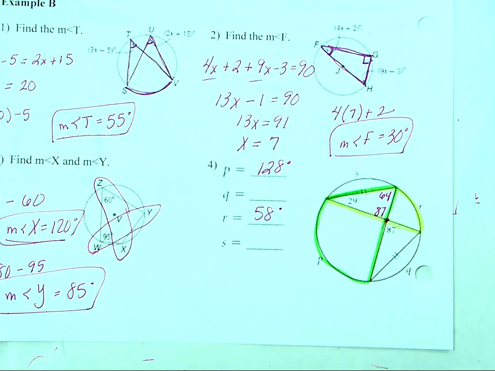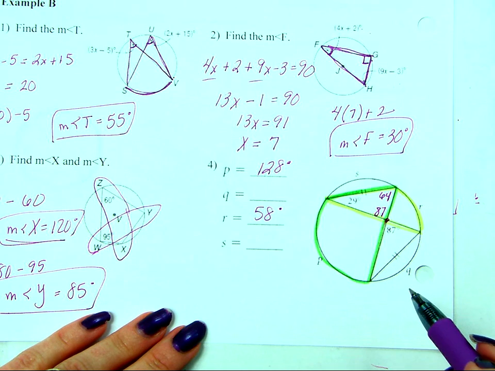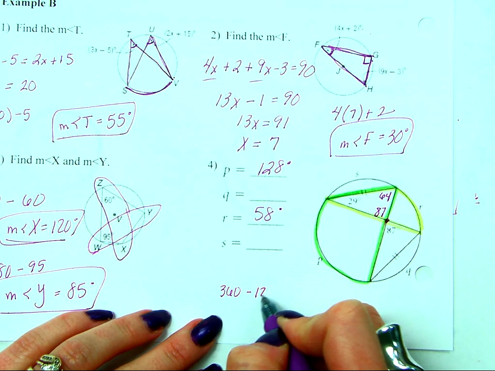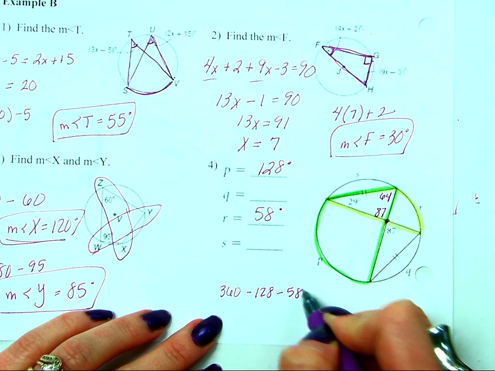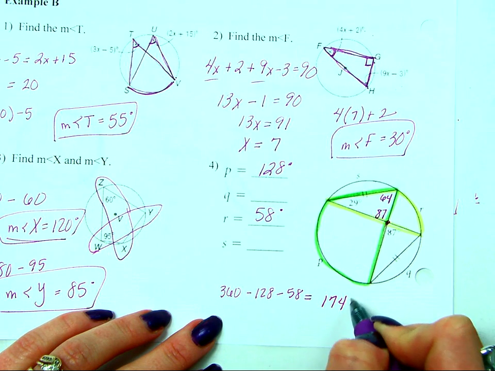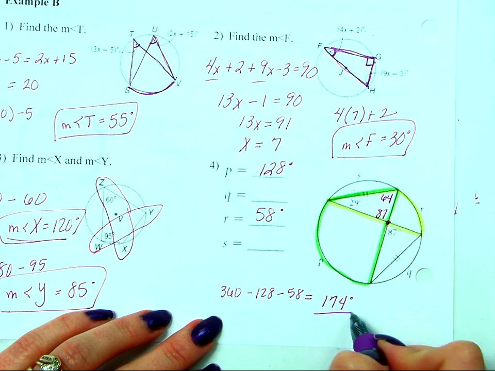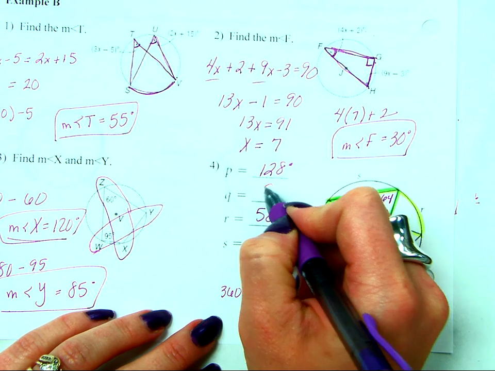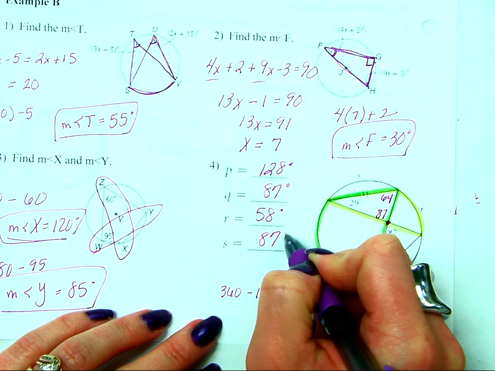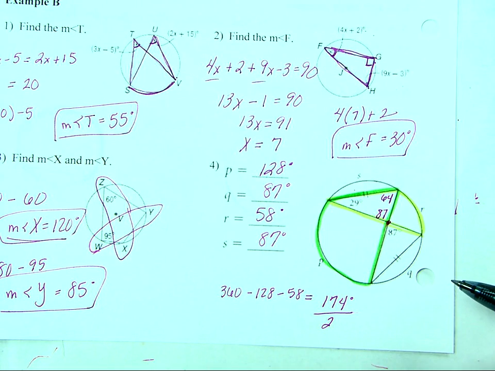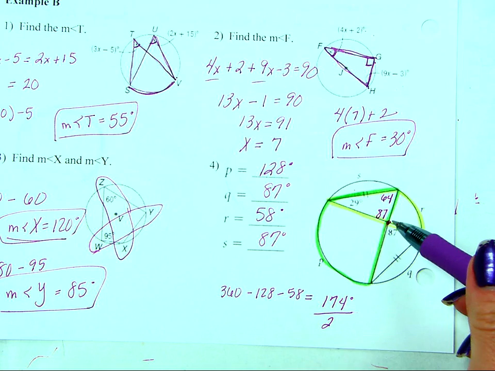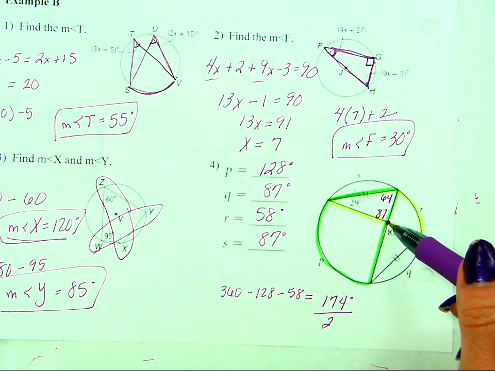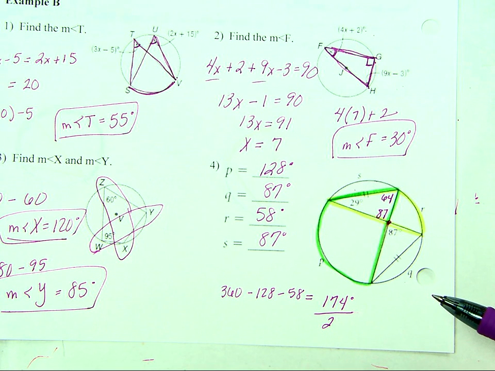Now, left over, I have S and Q, which are equal. If I took 360 and I subtracted 128 and I subtract 58, I would find that I'm left with 174. Well, 174 degrees split in 2 actually does give me 87 degrees. Now, I happen to think that the numbers on my diagram might be slightly off. This does not measure 87 necessarily because it's not a central angle. It just happens to work out that way.